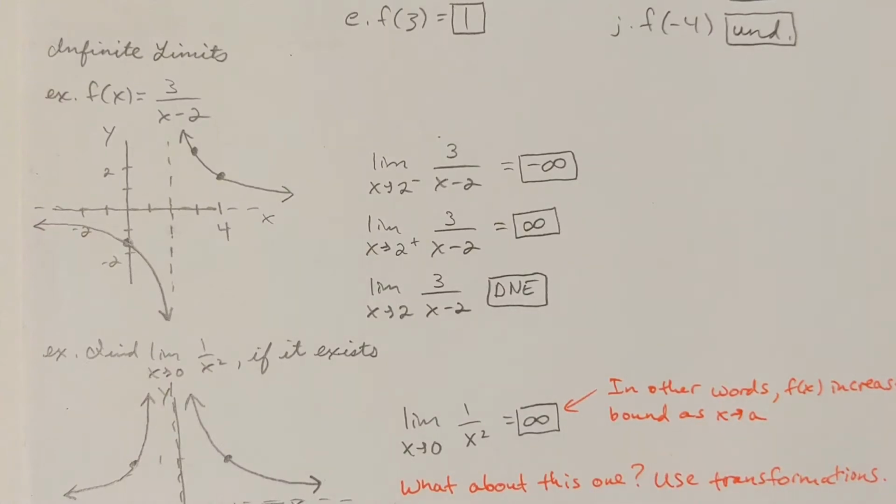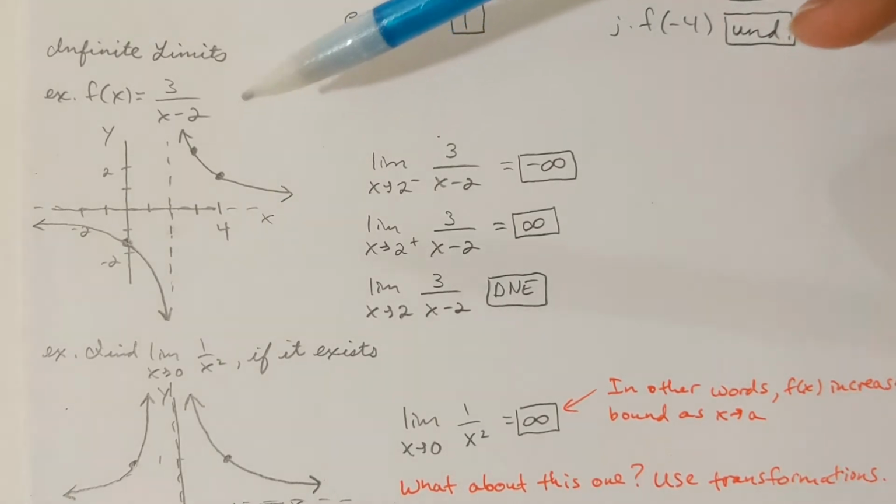Okay, in this video I wanted to try to finish up section 2.2. We're talking about limits, and the last thing to talk about is infinite limits here in this section. So let's take a look at an example. Suppose that we have the function f of x equals 3 over x minus 2.